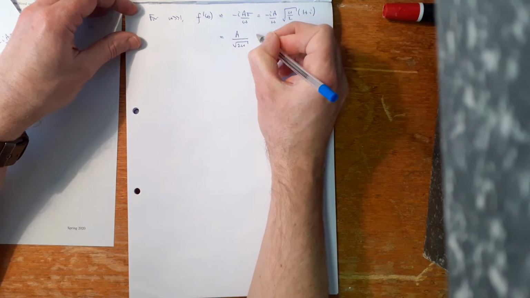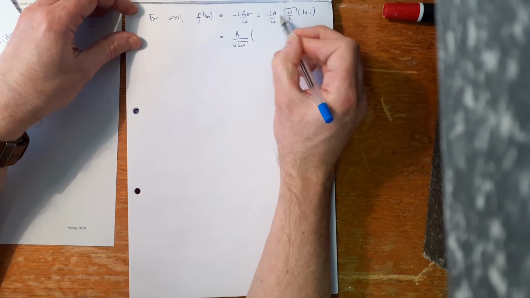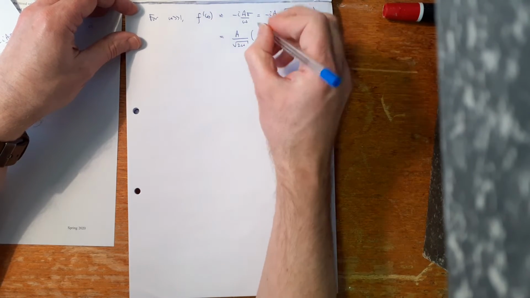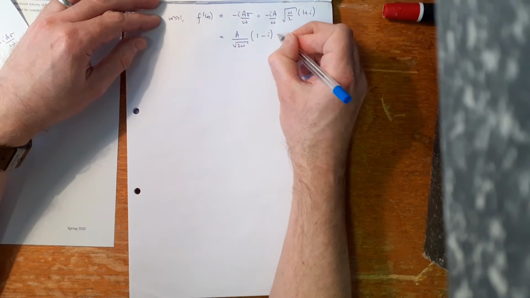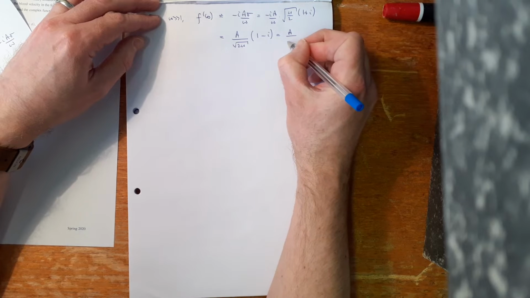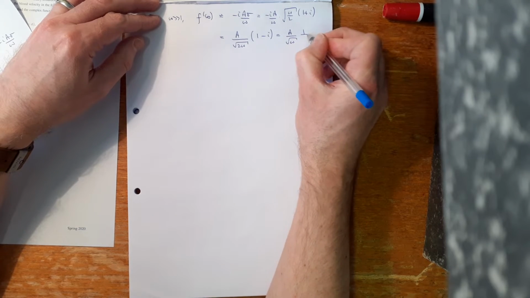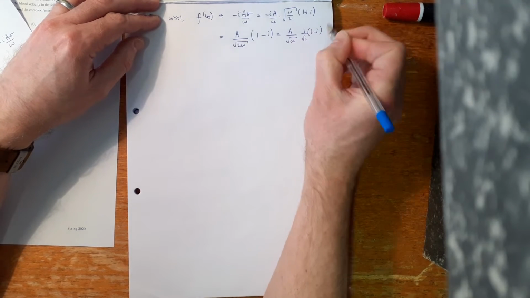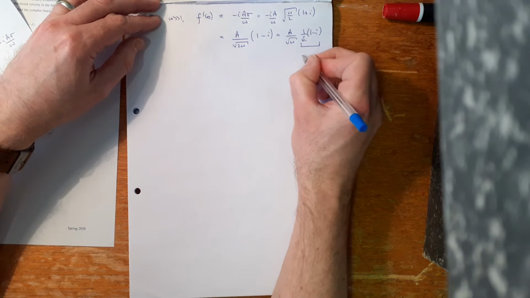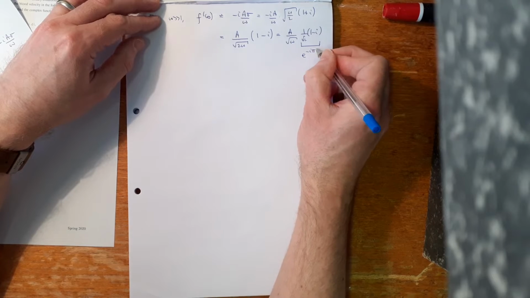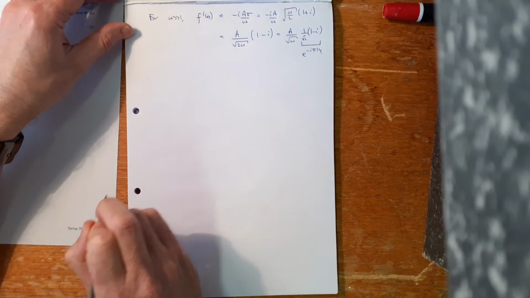omega into, so let's put this minus i into the bracket. So minus i times i is 1, so I'm left with 1 minus i in the bracket. And probably it's convenient then to rewrite that as a over square root of omega times 1 over root 2, 1 minus i, because then we might notice that that bit there, 1 over root 2 times 1 minus i, is e to the minus i pi over 4.